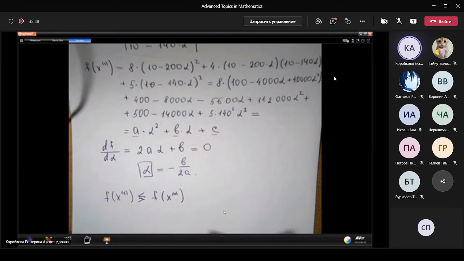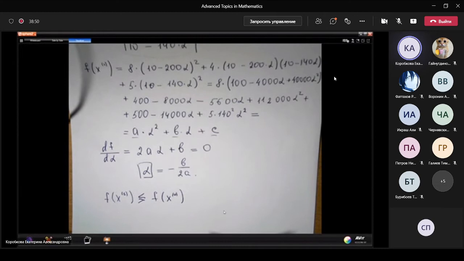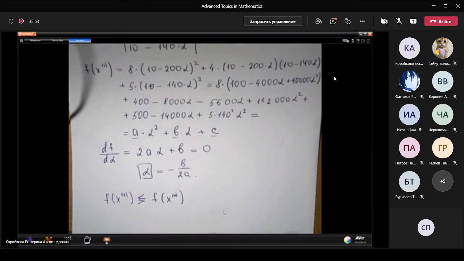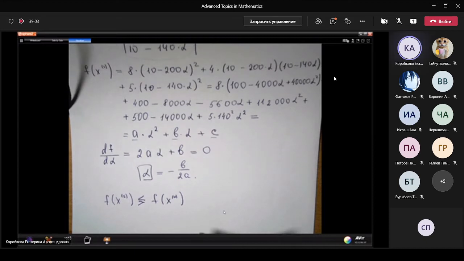If the new one is better than the previous one, then we repeat all these steps and try to do one more step. But if it is not so, we should just stop.